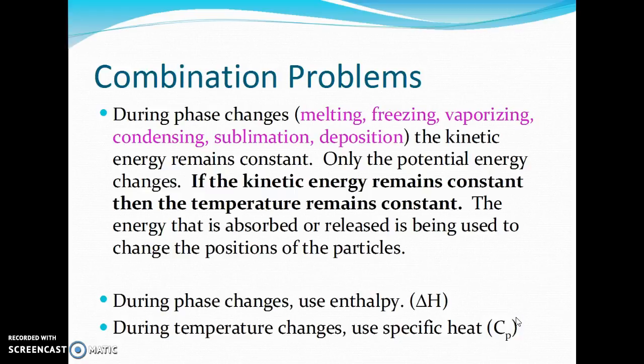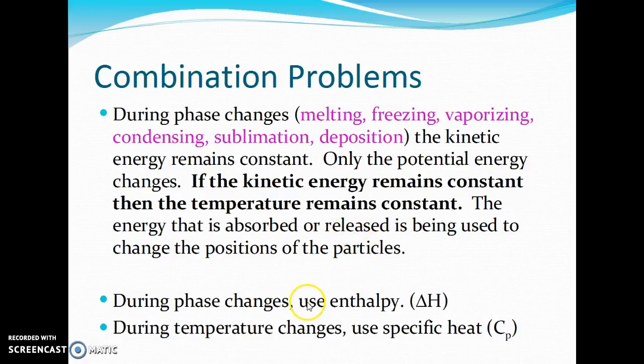Now there are combination problems that you will see in some tests. During a phase change, the kinetic energy remains constant and only the potential energy changes. If the kinetic energy is constant, the temperature is constant, and the only thing you need to worry about is the heat of fusion or the heat of vaporization and the total amount. There's no temperature change, so that doesn't crank into the problem. Please note I have another set of slides and another YouTube video that specifically talks about those calculations.